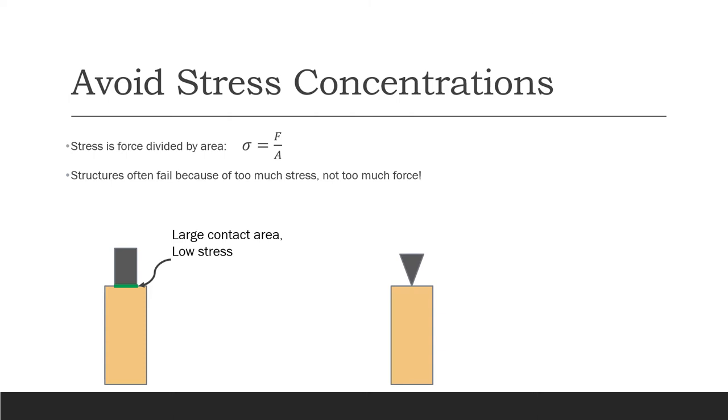Now imagine you have the same log, but instead of a mallet, you have a hatchet. Well, the hatchet presents a very small area of contact with the log. And since the area is so small, the stress is actually very large. So when the hatchet moves up and strikes the log, it creates a large stress, and that is what actually causes the log to split. So often, it's the large stress that causes structures to fail, even more than large forces.